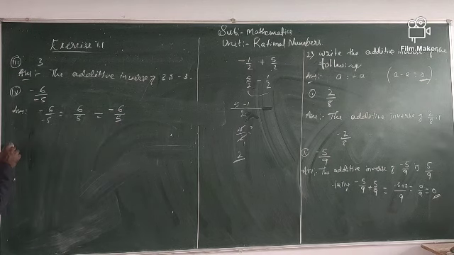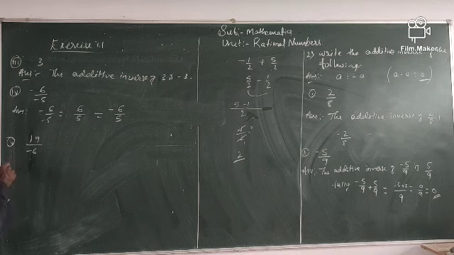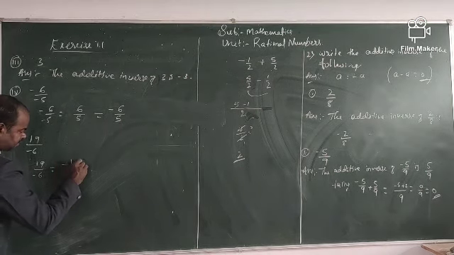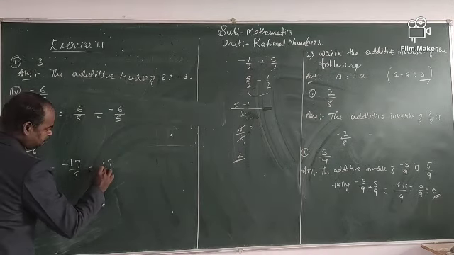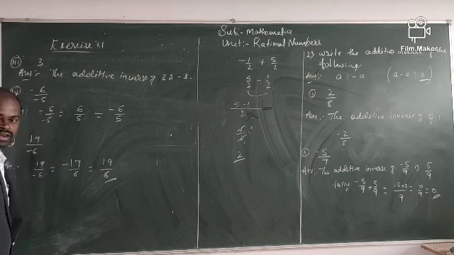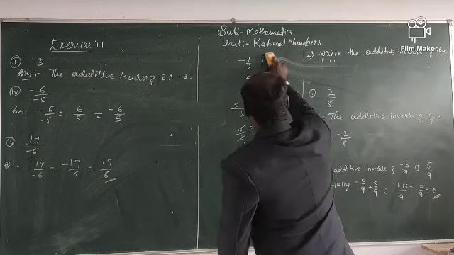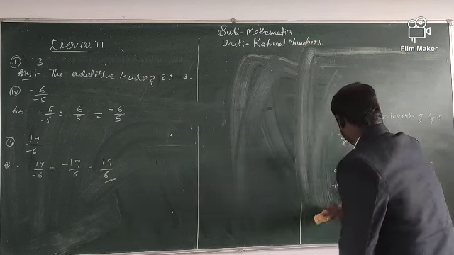Next, the additive inverse of 19 by minus 6. We can write it in standard form, that is minus 19 by 6. For this the additive inverse is 19 by 6. These are the additive inverse problems. Next, we will learn multiplicative inverse.